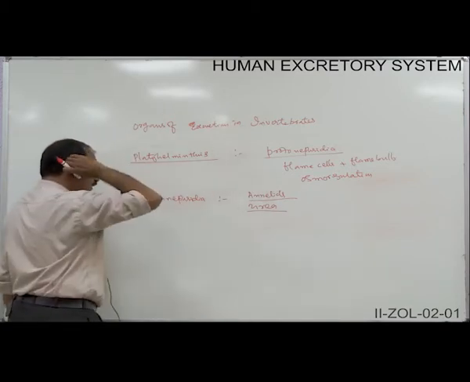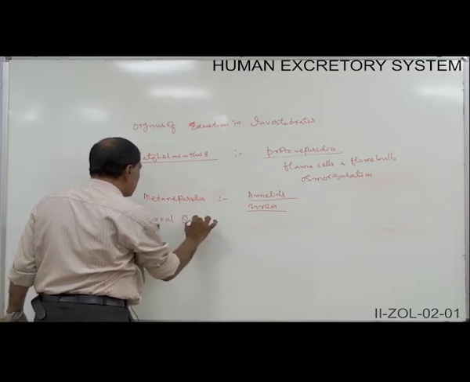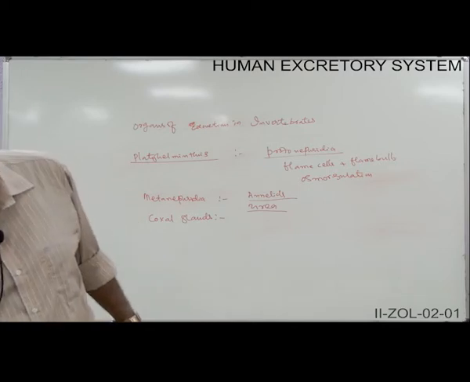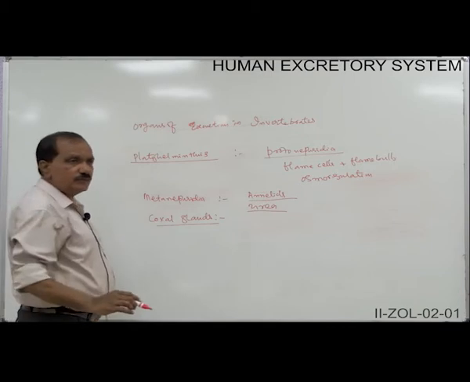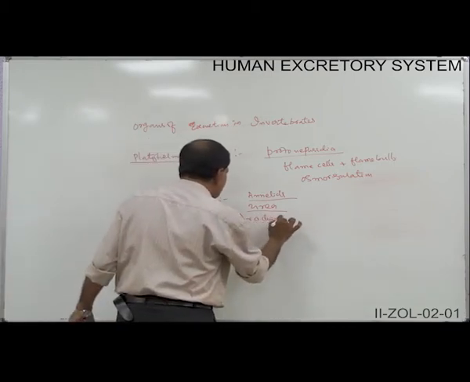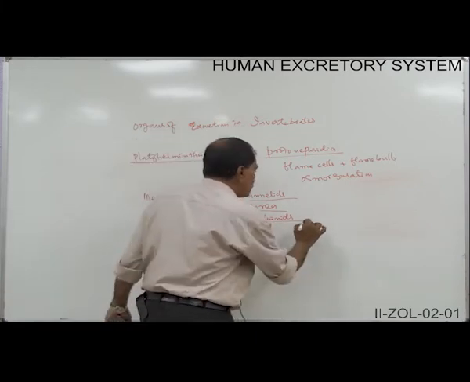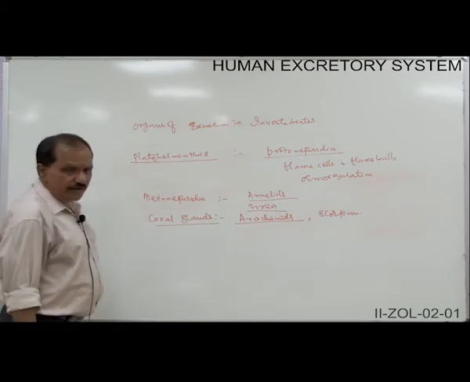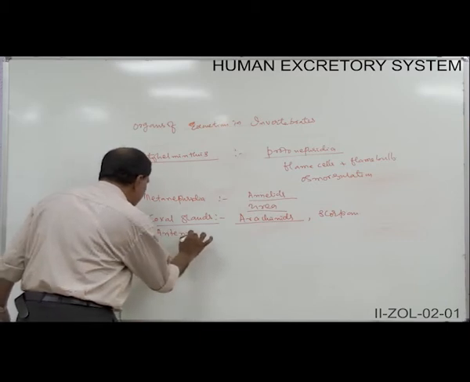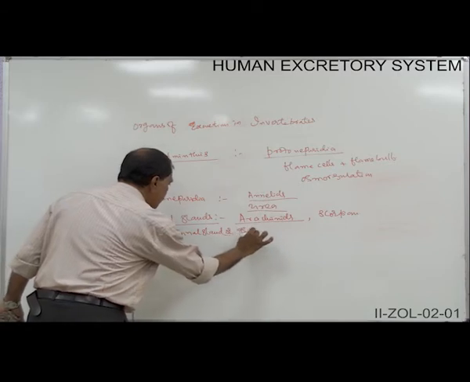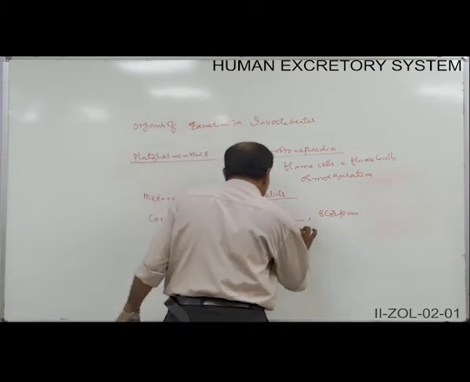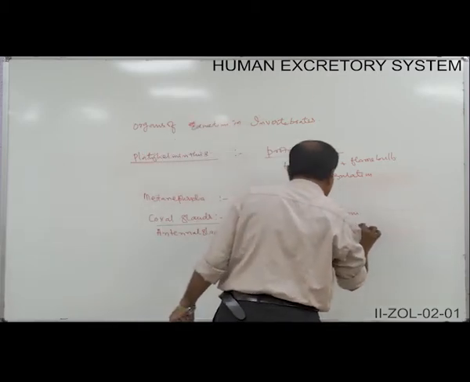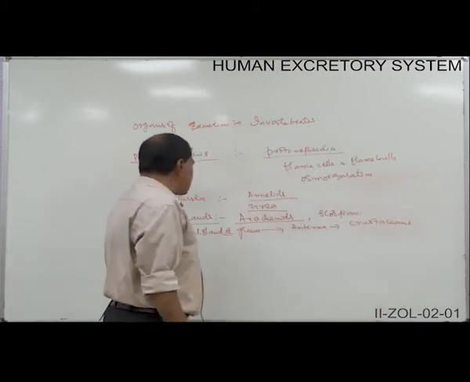And next one will be the coxal glands, then the antennal glands. The coxal glands are found in the arachnids, which include the scorpion. These are present in the coxal area of the leg. The antennal glands, or green glands, are found in the antenna area and excrete the excretory products. They can be found in the class crustaceans, whereas the coxal glands are found in the class arachnids.